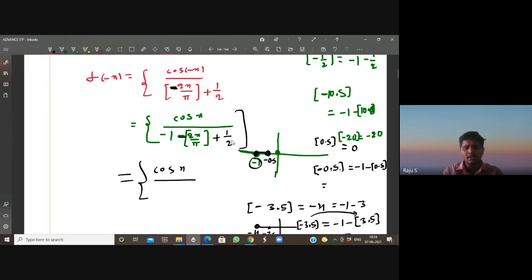Minus 1. Shall I write like this? Minus 2x by pi minus 1 by 2. Minus 1 plus 1 by 2. Minus 1 by 2. Is it right?